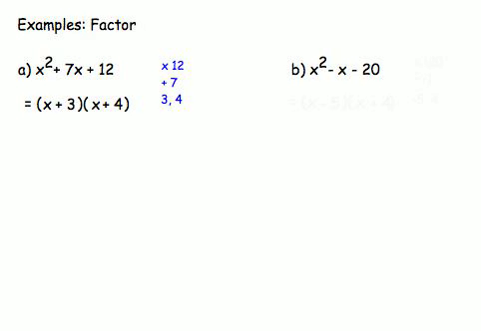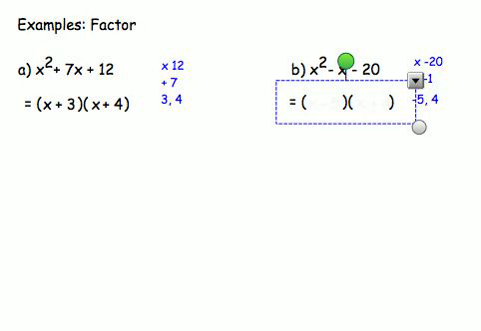And now for our second example, x squared minus x minus 20. We're looking for two numbers that multiply to negative 20 and add to negative 1. In this case, because the product is negative, we know that one of our numbers has to be negative. And again, if you're stuck, write out the factors of 20: 1 and 20, 2 and 10, 4 and 5, and try to find some way to get those numbers to add to negative 1. In this case, negative 5 plus 4 add to negative 1, and they multiply to negative 20.